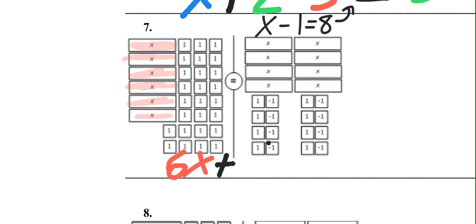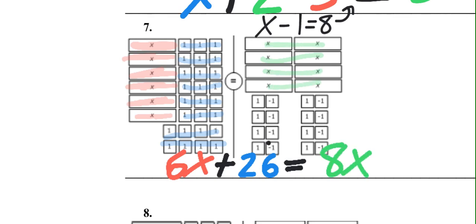So now I got to count up all my ones. So I've got 1, 2, 3, 4, 5, 6, 7, 8, 9, 10, 11, 12, 13, 14, 15, 16, 17, 18, 19, 20, 21, 22, 23, 24, 25, 26. I've got 26 ones on that side. It's going to be equal to the opposite side. And on the right side, I've got 1, 2, 3, 4, 5, 6, 7, 8. Nope, 8 x's on the right side. So 8x. And now I got a ton of positives over here that I'm going to have to count up.